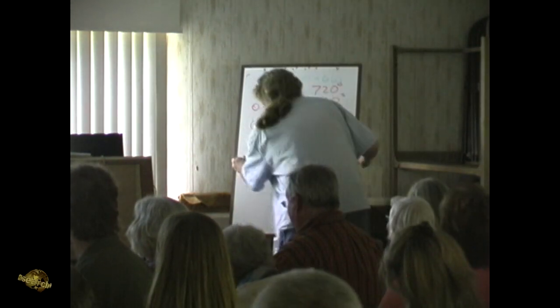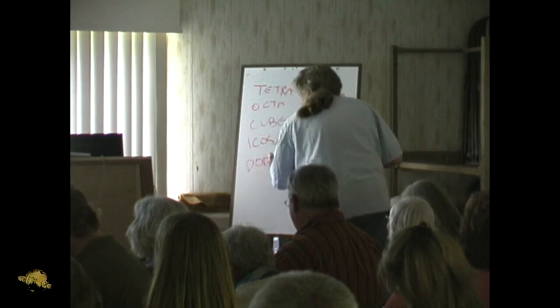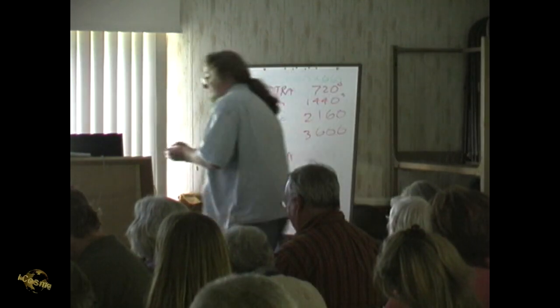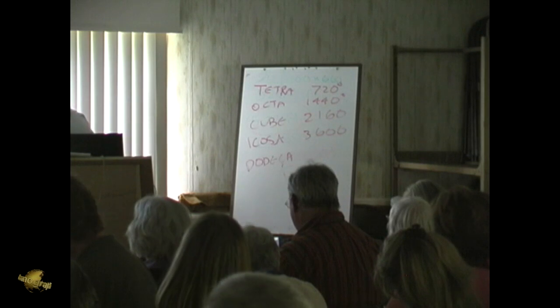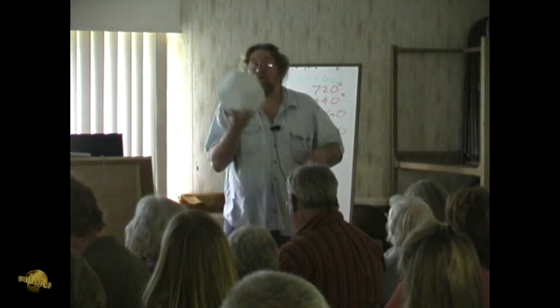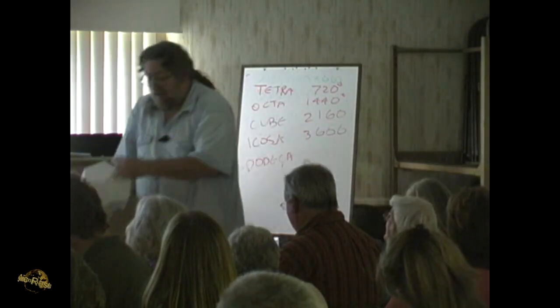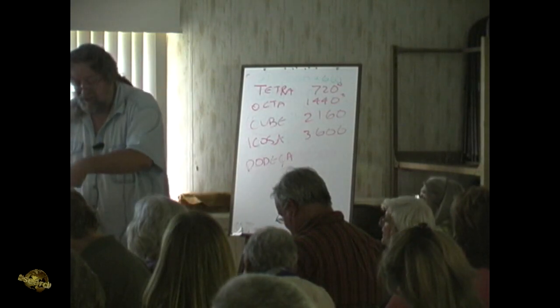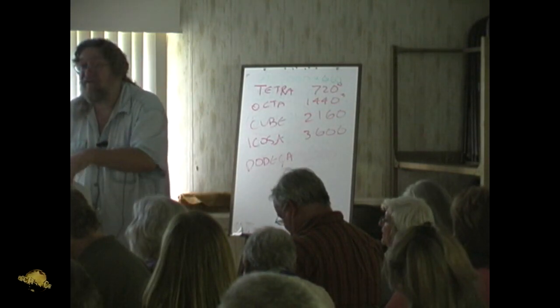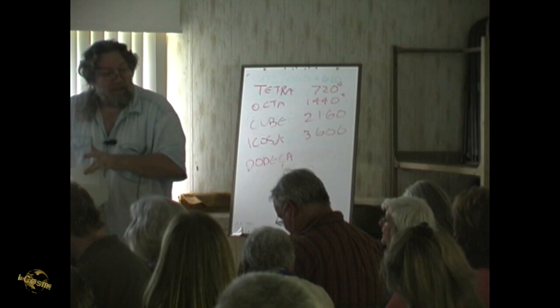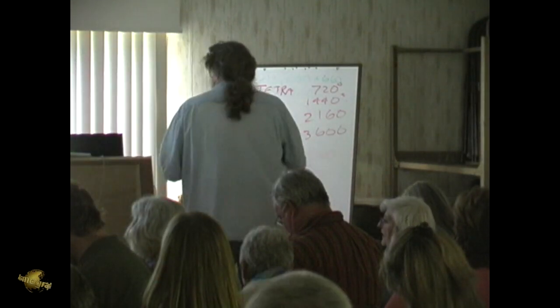3,600. Then finally we have a dodecahedron, dodeca. And that's this beautiful little figure. And each are pentagons. Angle on each edge is 108. So you have 108 times 5 is 540. Lee, what's 540 times 12? As if you couldn't guess.